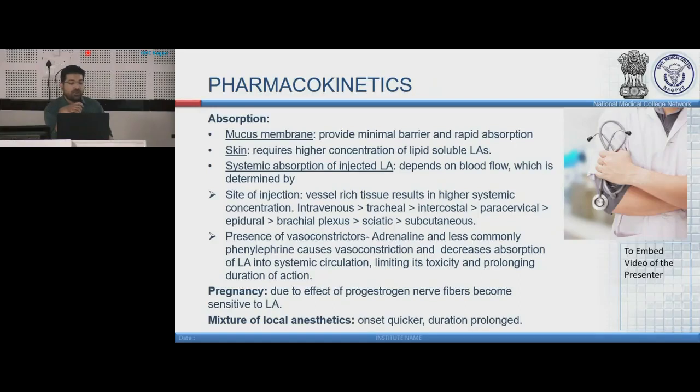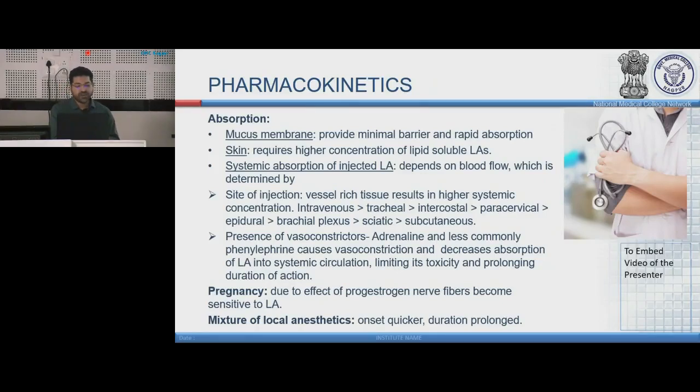So intercostal block predisposes the patient to toxicity more than brachial plexus. This is the sequence: tracheal, then intercostal, then paracervical, then epidural, then brachial, then subcutaneous. Presence of vasoconstrictors such as adrenaline or phenylephrine causes vasoconstriction and decreases absorption of local anesthetic into the systemic circulation, limiting its toxicity and prolonging duration of action.